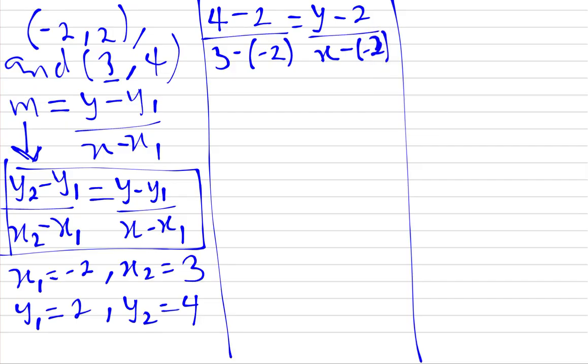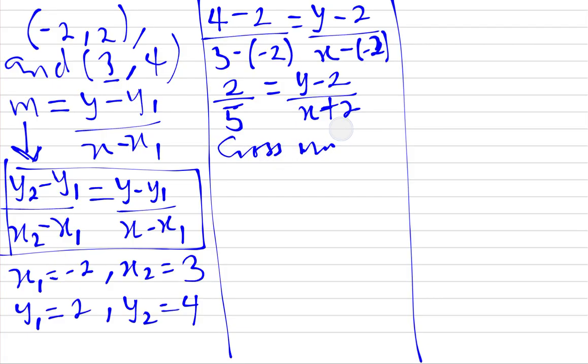So that will now become 4 minus 2, which gives us 2 over 3. Minus times minus is plus. So 3 plus 2 will give us 5, equals y minus 2 all over x plus 2, because minus and minus is plus. So now what are you going to do? You cross multiply.